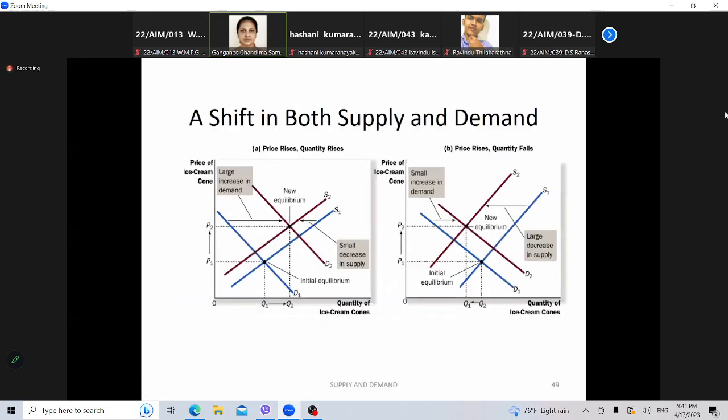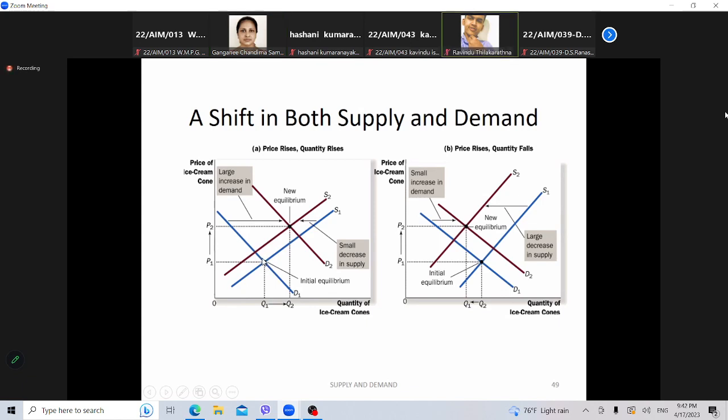This one, Ravindu? Yes, ma'am. Okay, first see 2 lines. This is the price of ice cream. This is the quantity of ice cream demanded. So first remember this red line. First remember the S1, blue line. This is the initial supply. This is the initial demand. And this is the initial equilibrium. Now clear, Ravindu? Yes, ma'am.